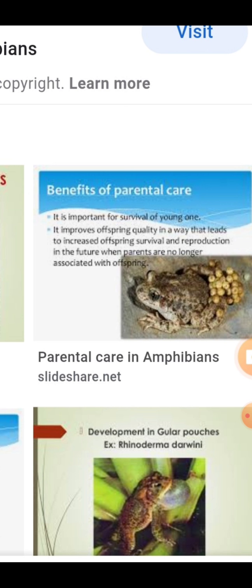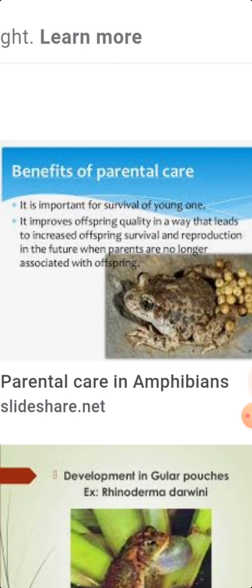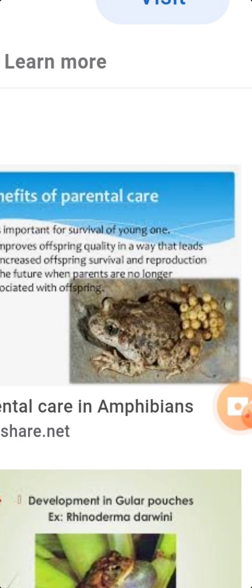Here, my dear students, I am expanding my diagram to show the benefits of parental care, how they take much care of the eggs. You see, even in ancient days the amphibians took much care for protection from predators. They protect their eggs using simple methods, such as gelatinous bags and foam nests, as well as tree nests and mud nests.